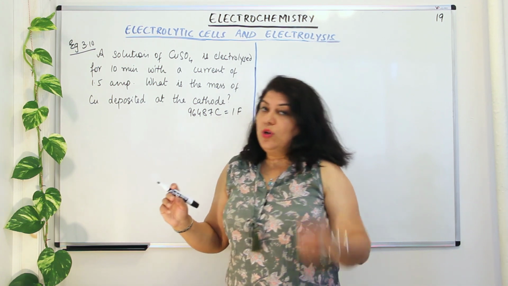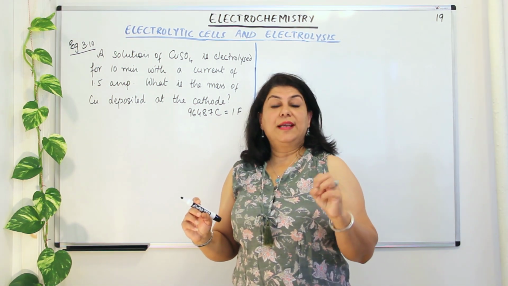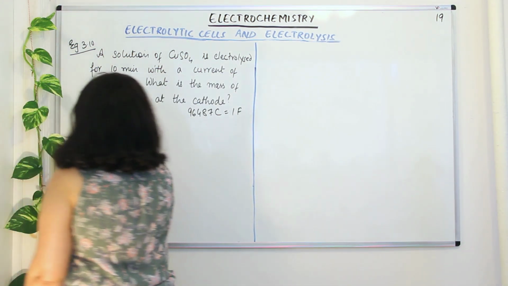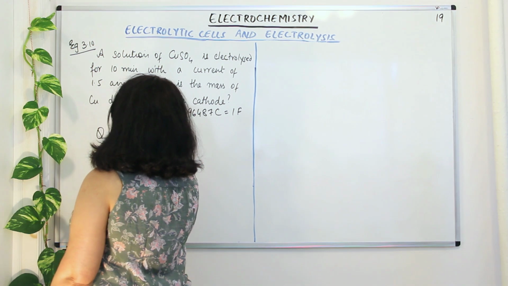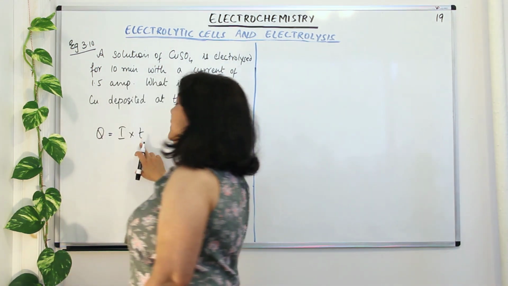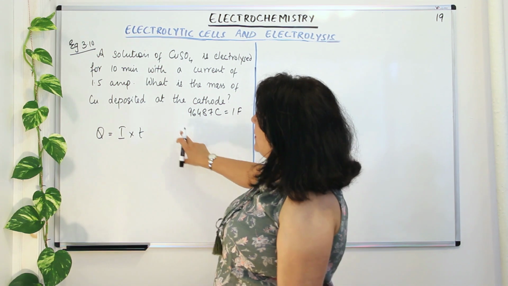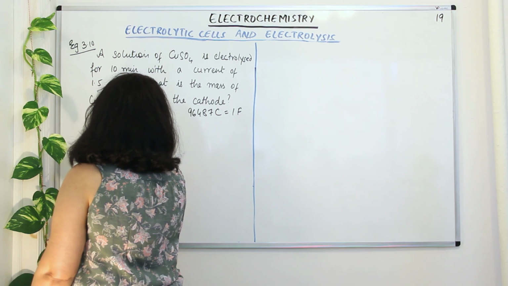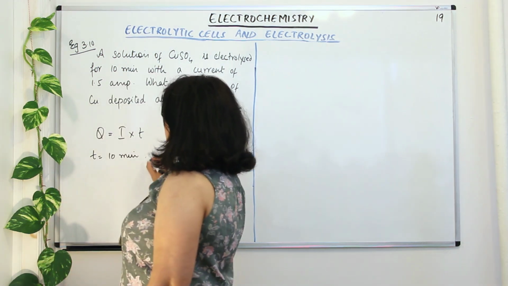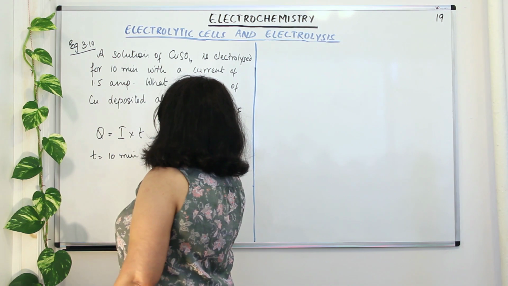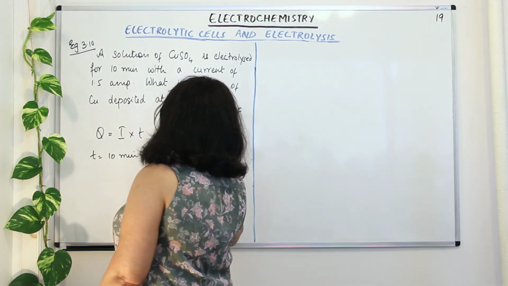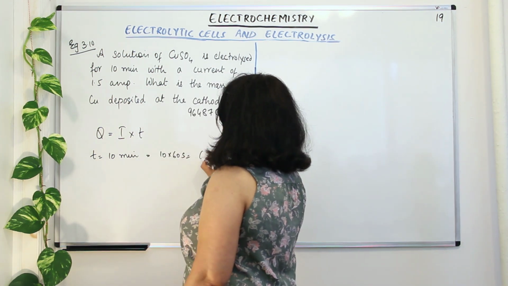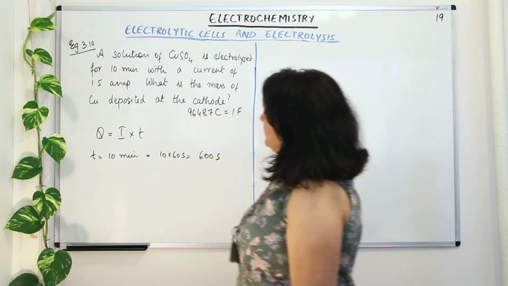We know when you want to calculate the quantity of electric current that is passed, Q is equal to I into T. Q is the quantity of electricity in coulombs, I is the current in amperes, and T is the time in seconds. T that is given to us is 10 minutes, and we need to convert it into seconds. So 10 minutes would be equal to 10 into 60, which is 600 seconds, right?